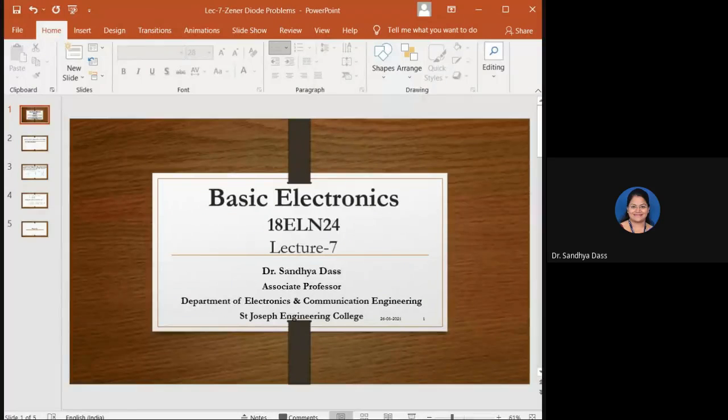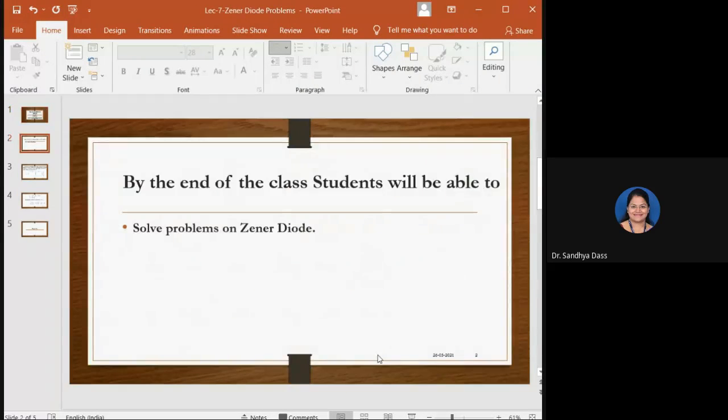All right. So, in this session, we will be solving a few more problems on Zener diode.